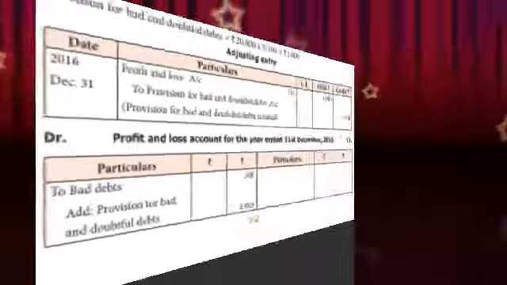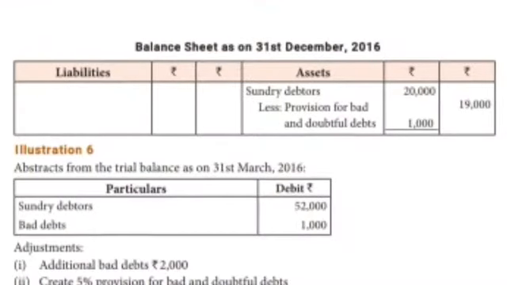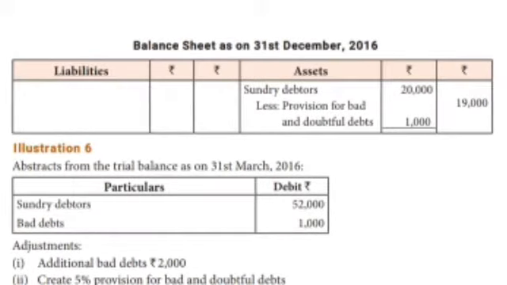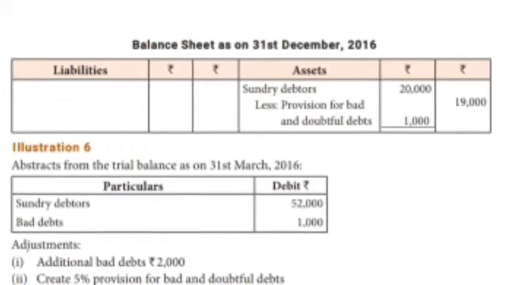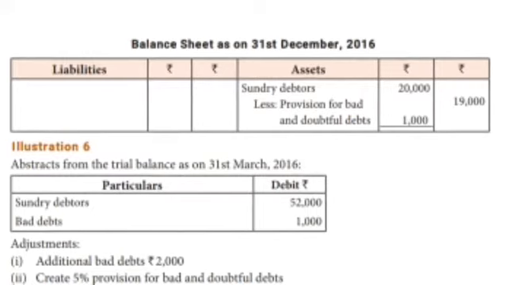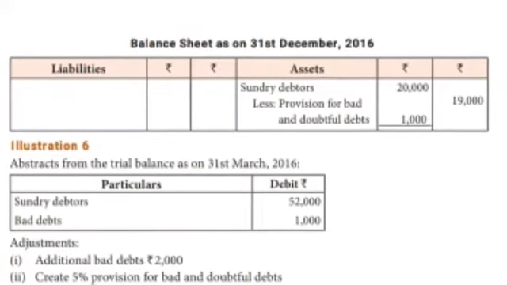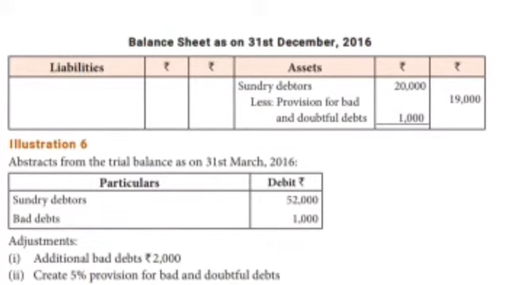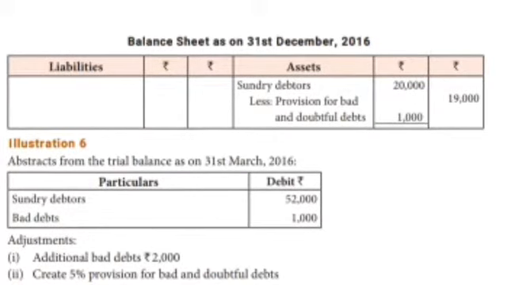How is it shown in the balance sheet? On the asset side, sundry debtors minus, in the adjustment, the 5% on sundry debtors. That amount we have to subtract from the sundry debtors. So less provision for bad and doubtful debts 1,000. So what is the final amount? 19,000, children. Okay children.